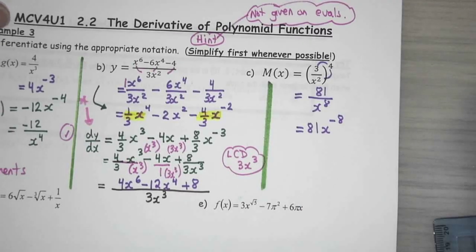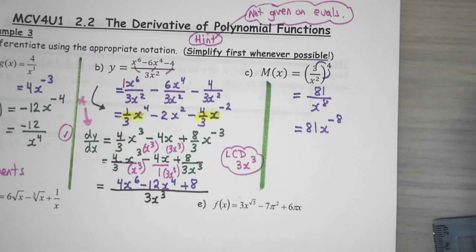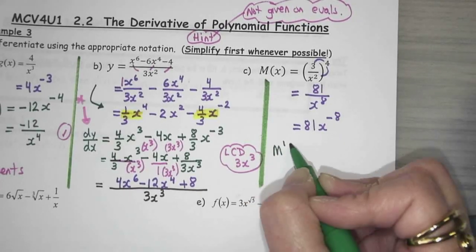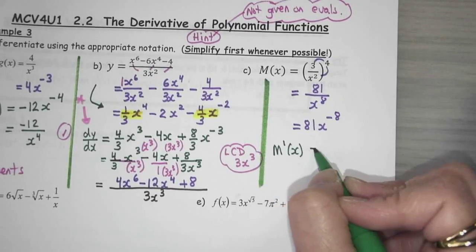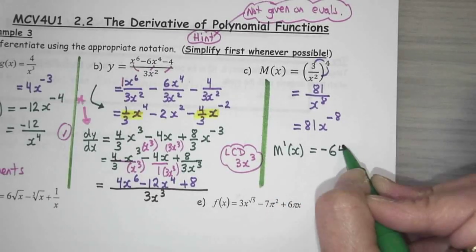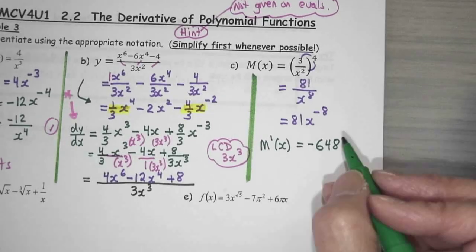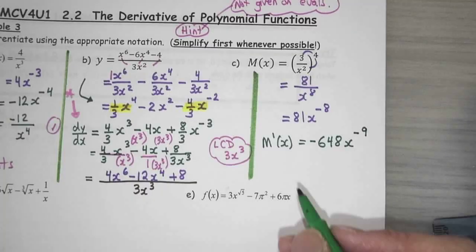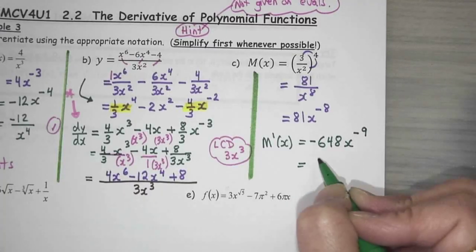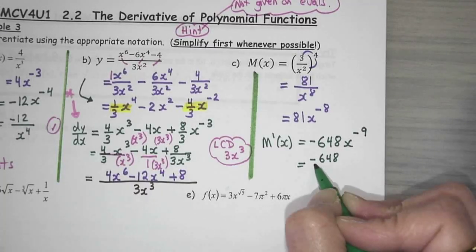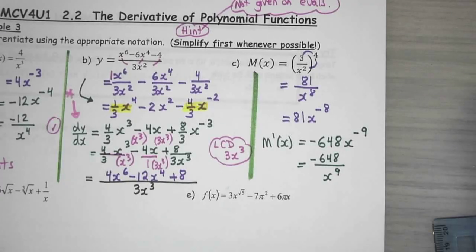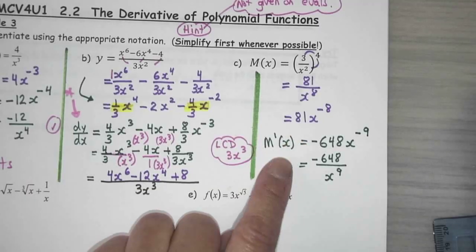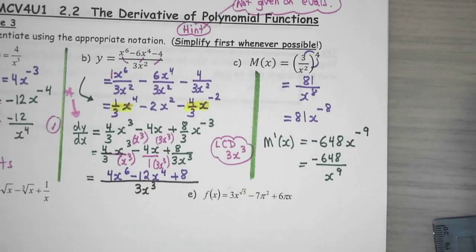And now you can do the derivative. Okay, so once it is multiplication, you can do any type. M prime at x, keep the capital, will be negative 648 x to the negative 9. I would never leave it that way. Negative 648 over x to the 9. There you go. The only place we wrote the derivative is when we did the derivative, so just be really careful with that.